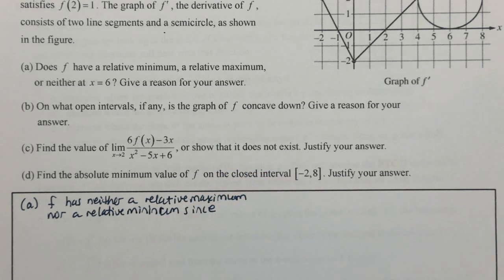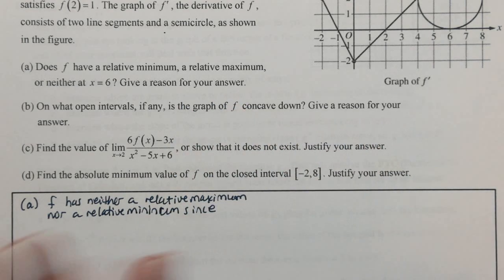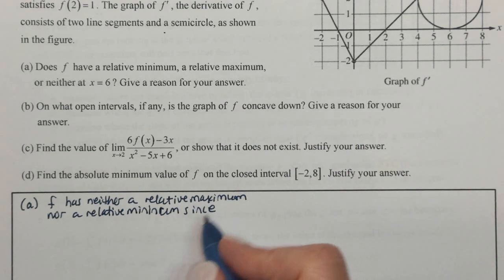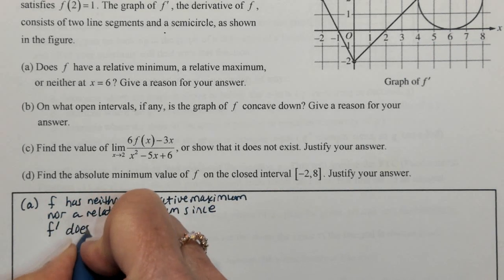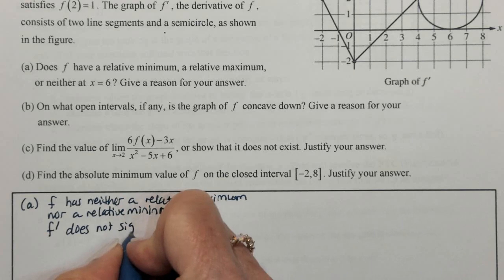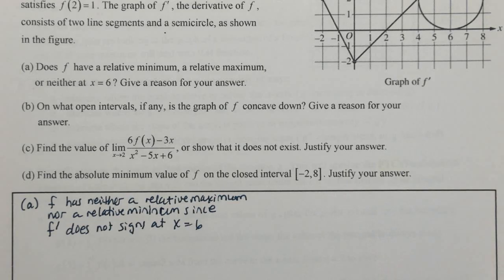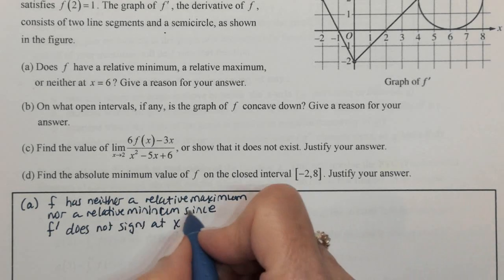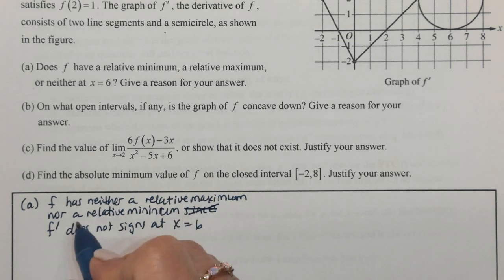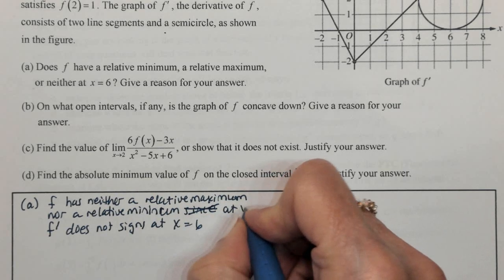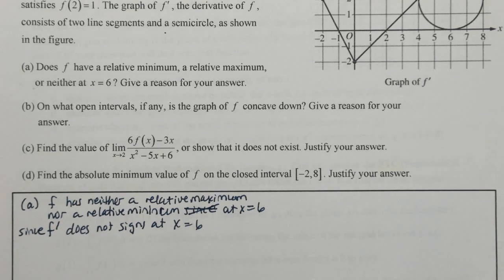Since, what was our reason? We have to give a reason for our answer. These are always, all of these will say reason, justify. Since f prime does not change signs at x equals 6. Okay? I probably should have said, I'm not erasing, I'm crossing out. F has neither a relative maximum nor a relative minimum at x equals 6 since. Okay.